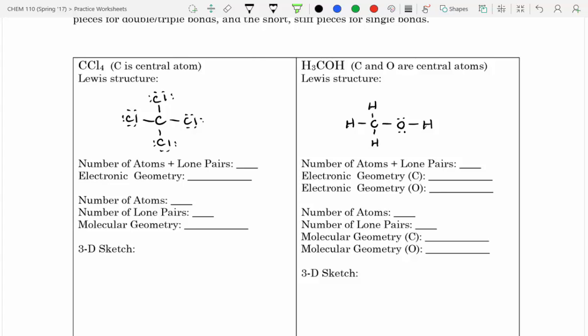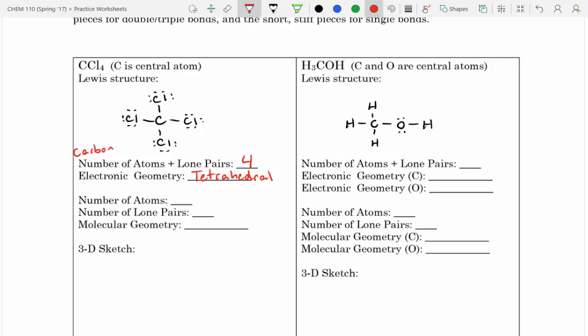So if we look at the central atom, how many atoms and lone pairs are around carbon? 4 atoms and no lone pairs, right? Okay. So what I'm going to do is I'm going to fill this in. I'm going to say, all right, we've got 4 atoms and no lone pairs, so a total of 4. What electronic geometry matches that? Tetrahedral, okay? So it's in the tetrahedral class. Perfect.